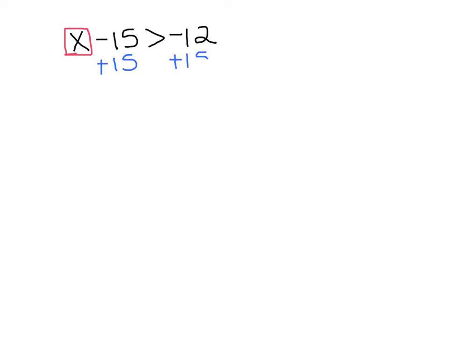Alright, starting with this one. X minus 15 is greater than negative 12. So again, my job, just like before, is to get x by itself. So the first thing I'm going to do is add 15, making sure that it goes to 0 on the side with x. Copy down the x, copy down the greater than sign, and then combine like terms, negative 12 and 15. The signs are different, so we subtract and keep the sign of the bigger number.